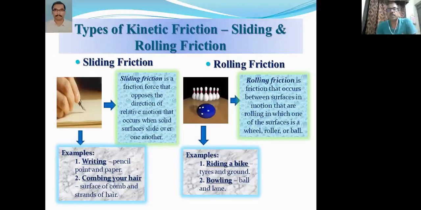You can see the example of the game where a spherical ball is thrown at the white stands and it will strike them. Many of the stands will go down and the player gets more points. So examples are riding a bike, where the tires and the ground go into rolling friction, and bowling in cricket, where the ball and the pitch or the lane also go through rolling friction.